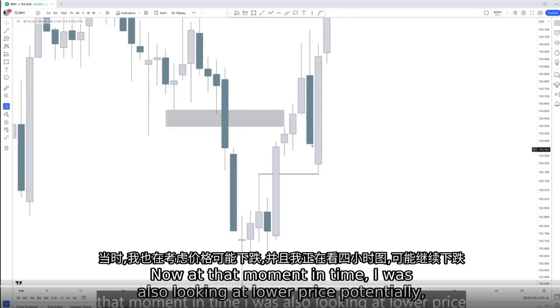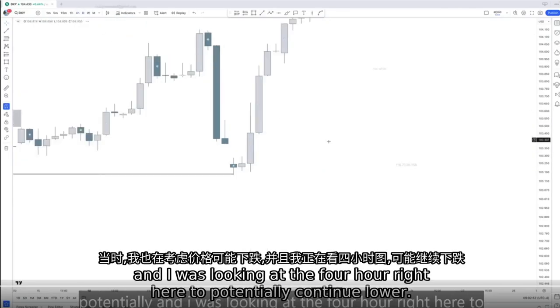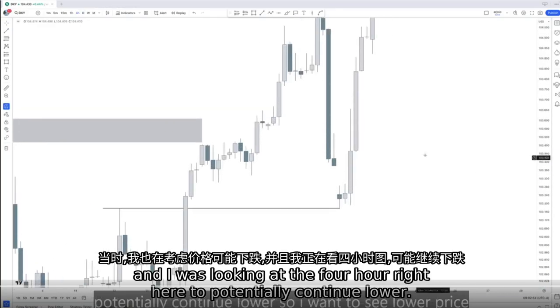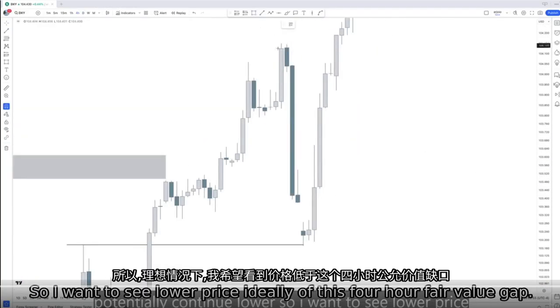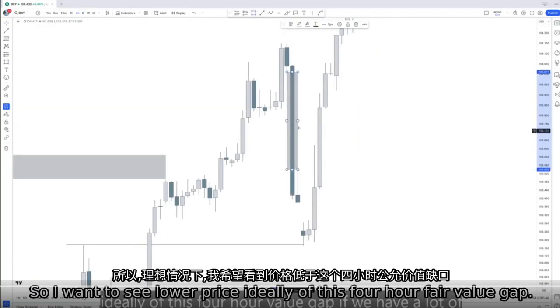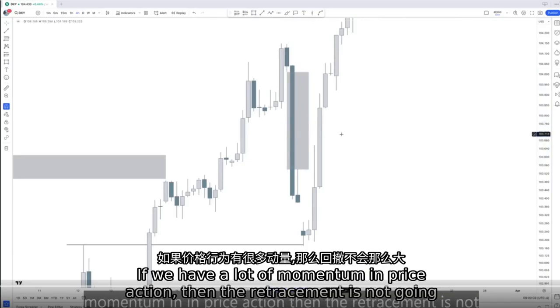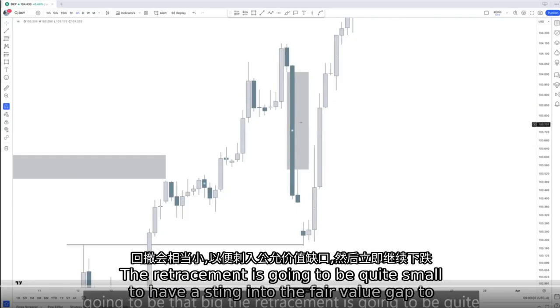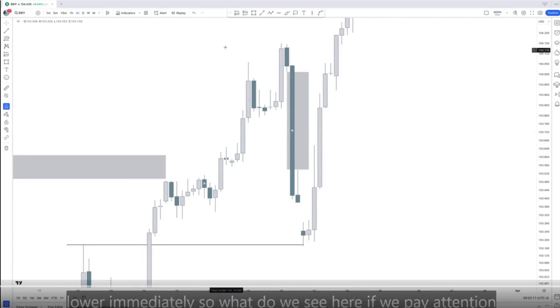With that fair value gap as well, to then continue higher. Now, at that moment in time, I was also looking at lower prices potentially, and I was looking at the 4 hour right here to potentially continue lower. So I want to see lower price ideally of this 4 hour fair value gap. If we have a lot of momentum in price action, then the retracement is not going to be that big. The retracement is going to be quite small, to have a sting into a fair value gap to then continue lower immediately.